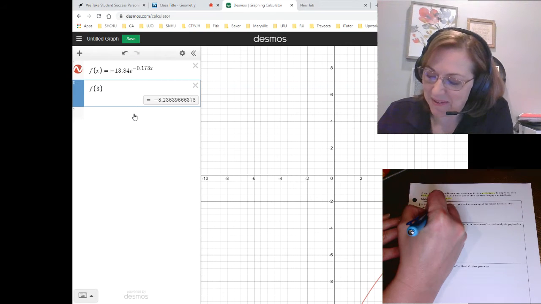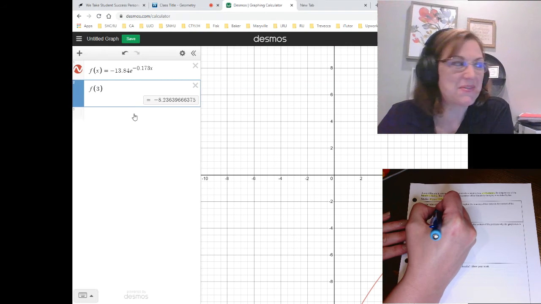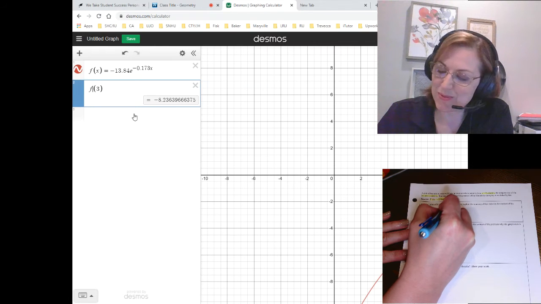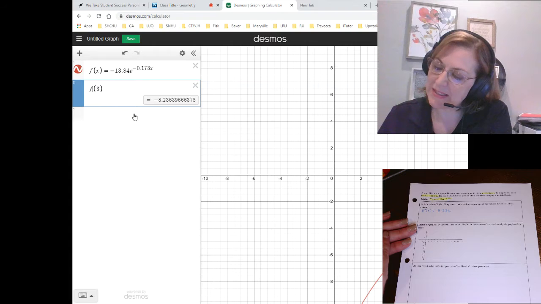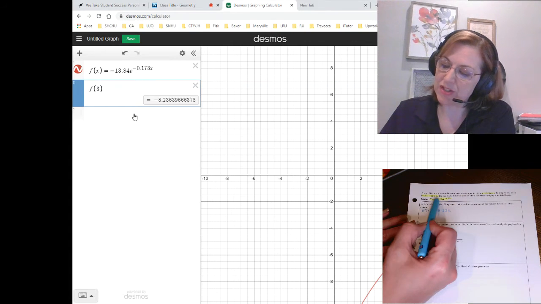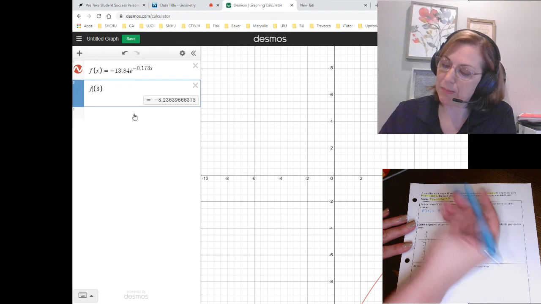So we got our value. Got to work with what we have here with Desmos. I get negative 8.236. And so watch my units. The rate the temperature is changing. So the temperature is degrees Celsius per minute.